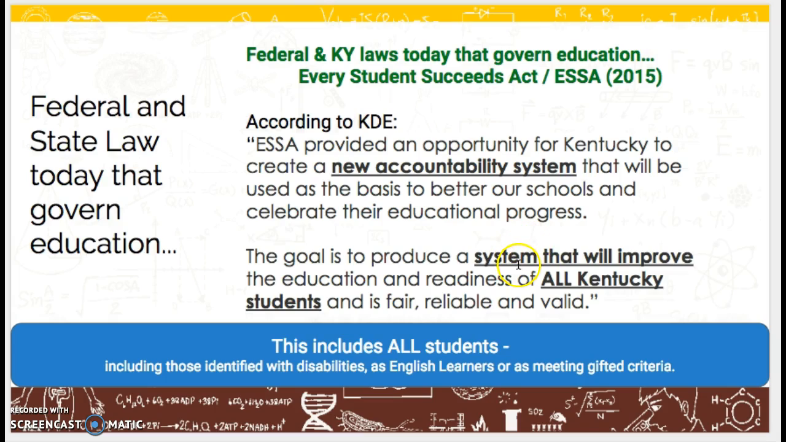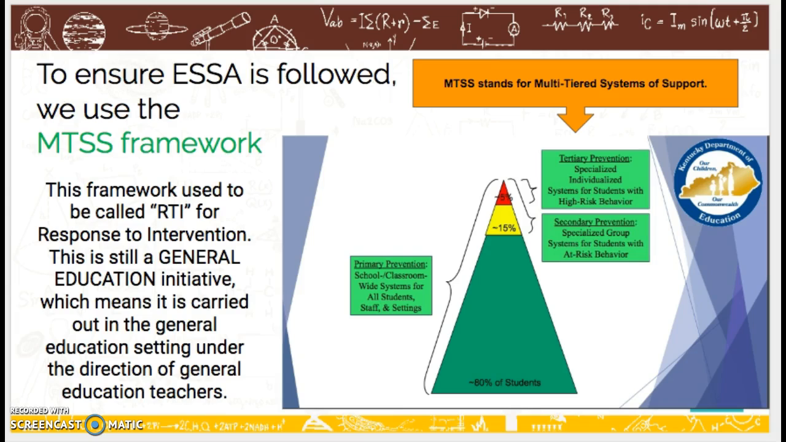Within that system, there is also specific information about what we will do to support students, and that is around the intervention model. This includes every student, not just select students, in the state, including students that we suspect are having a disability, students already identified with disabilities, students who are English learners, and students who meet the gifted criteria.